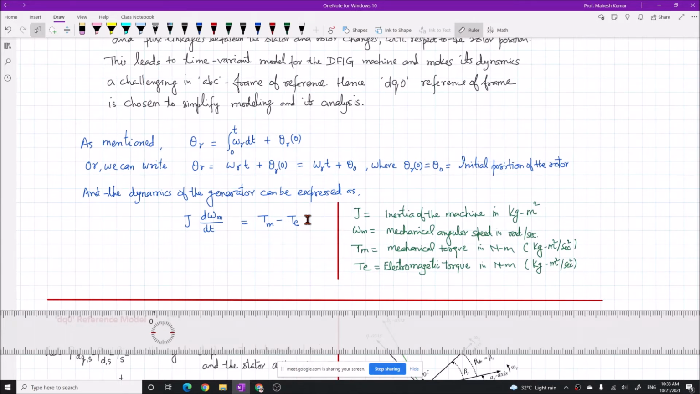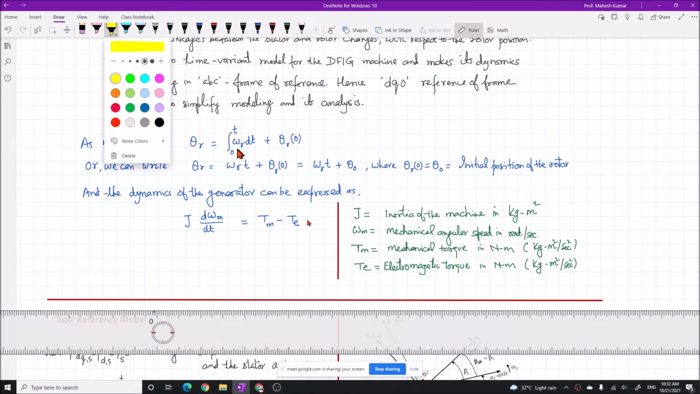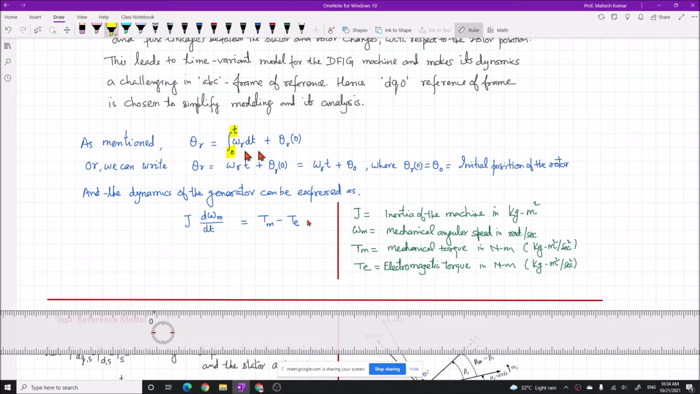Now let us review the relationship between theta r, the rotor position, and the rotor speed omega r. As you know, theta r can be given as the integral of omega r dt from 0 to t, plus the initial position of the rotor. So actually we can write theta r equals omega r t plus theta r0, or simply theta 0.